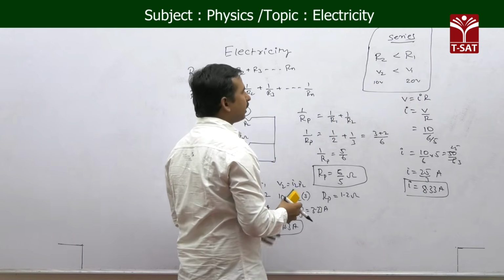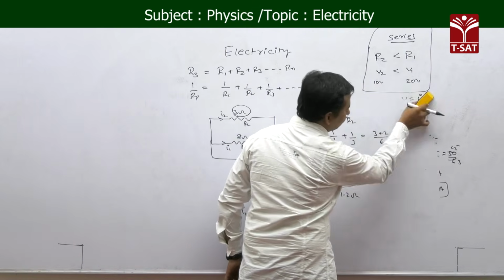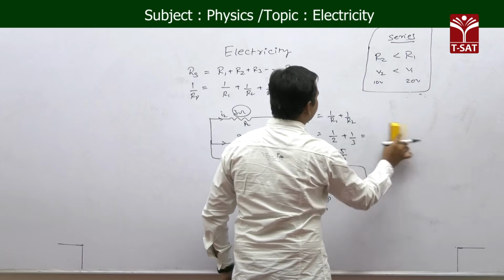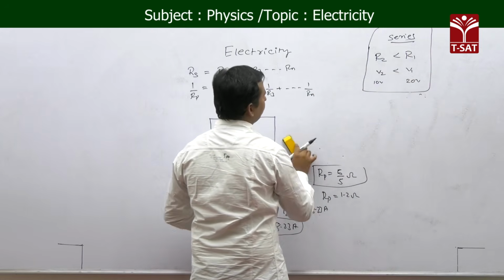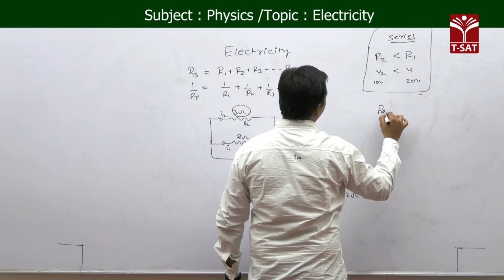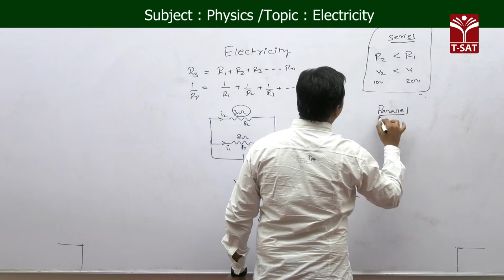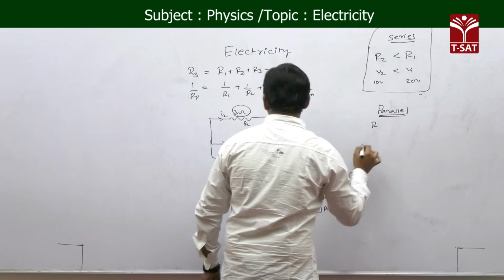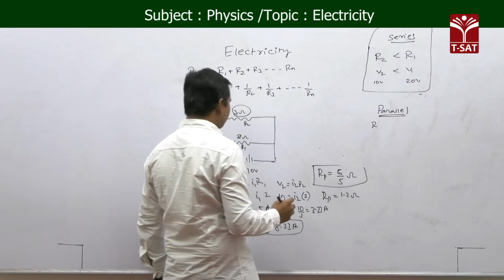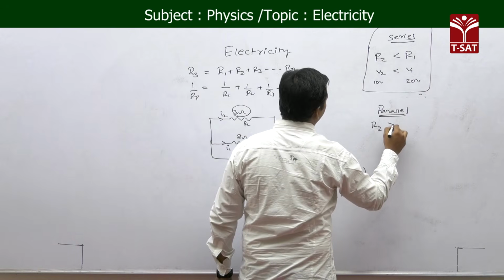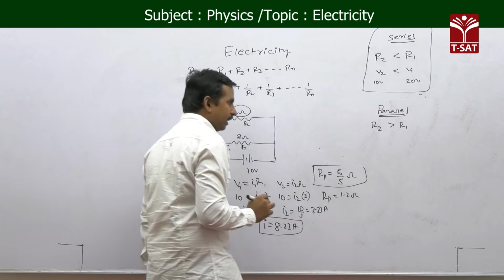Now, we are coming to the case of parallel connection. In the case of parallel connection, it is a bit different. From the parallel connection, we can conclude that if you are taking the R2 value as more and the R1 value as less, that is, R2 greater than R1, like this.